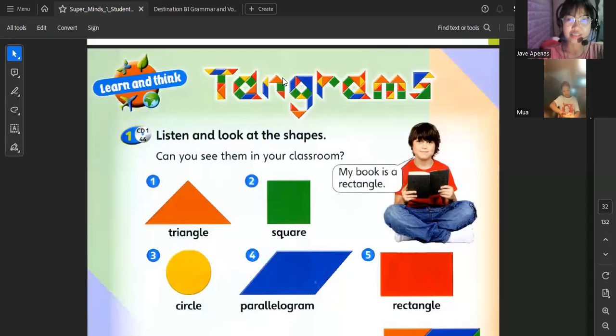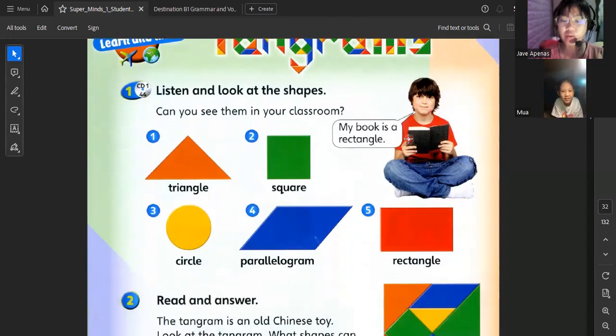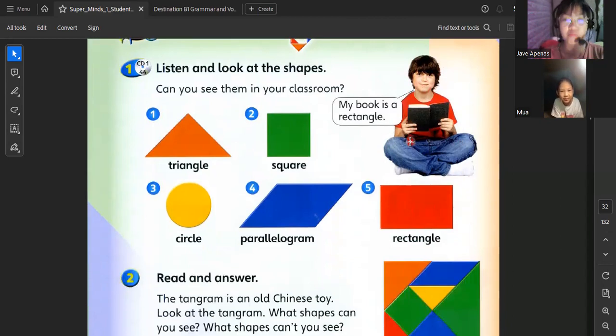That's right. Okay. Anyway, today we are going to continue to study your book. So just wait, I'll share it with you. All right. Okay. Can you see your book? Yes. Okay, here we're going to talk about tangrams. So what are the shapes that we will see here? Let's read each shape. Okay, so we have this one, number one. Triangle. Number two. Square. Good. Three. Circle.